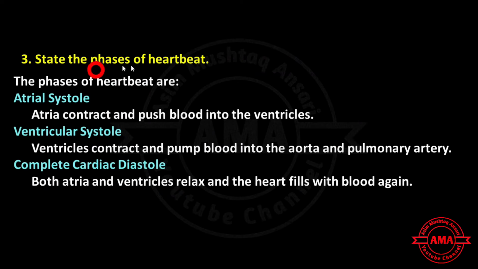Next is state the phases of the heartbeat. The phases of heartbeat are atrial systole. Atria contract and push blood into the ventricles. Ventricular systole, ventricles contract and pump blood into the aorta and pulmonary artery. Complete cardiac diastole. Both atria and ventricles relax and the heart fills with blood again.